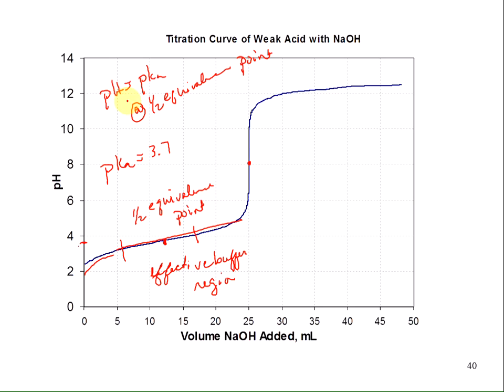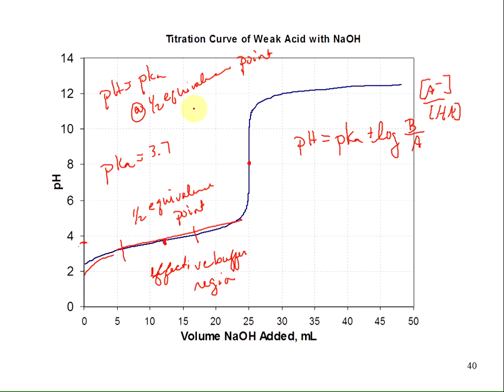Now let me prove to you that the pH equals the pKa at the half equivalence point. If you'll remember the Henderson-Hasselbalch equation, where the pH equals the pKa plus the log of the base over the acid. So that base over the acid, so it would be the A minus over the HA.